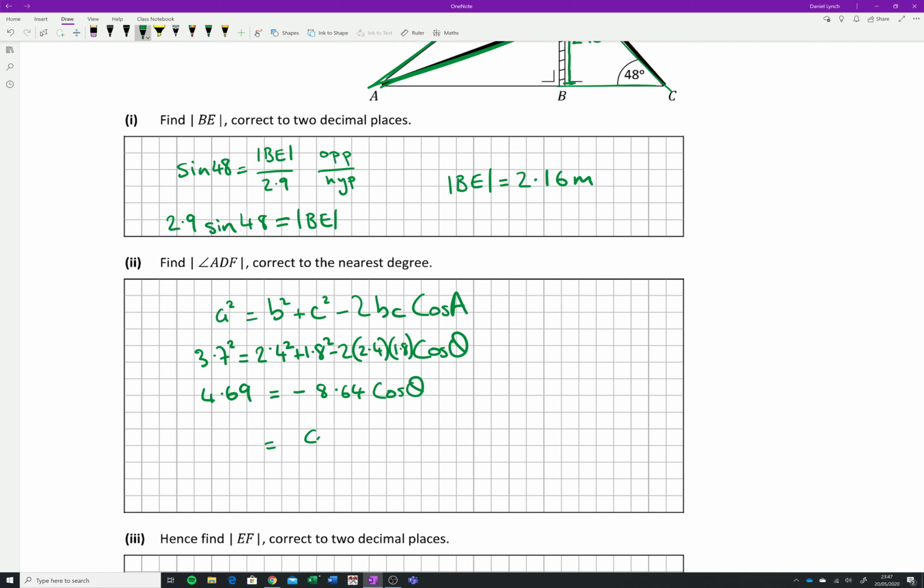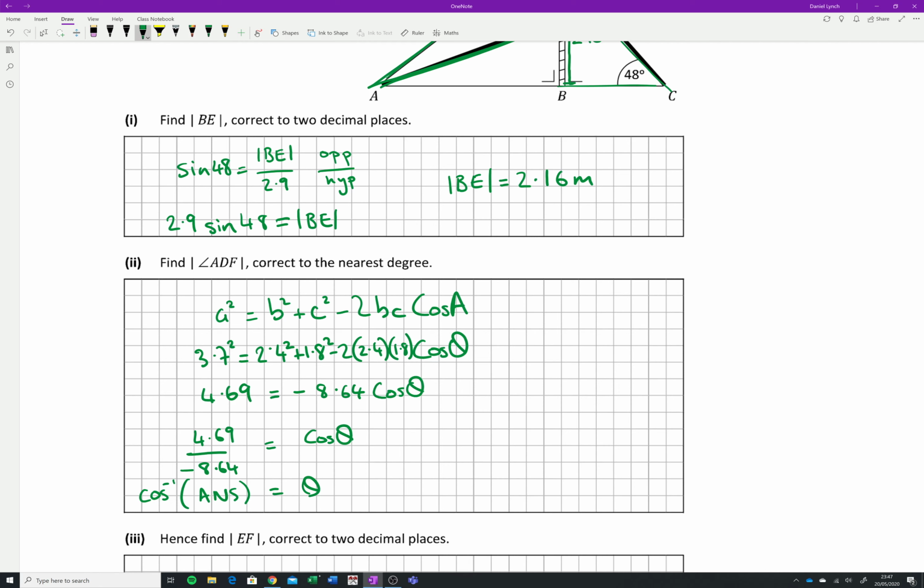So we get that cos theta is equal to 4.69 over minus 8.64. So theta is equal to cos inverse of that thing there. I'll just say ANS. Okay, so 4.69 divided by minus 8.64.